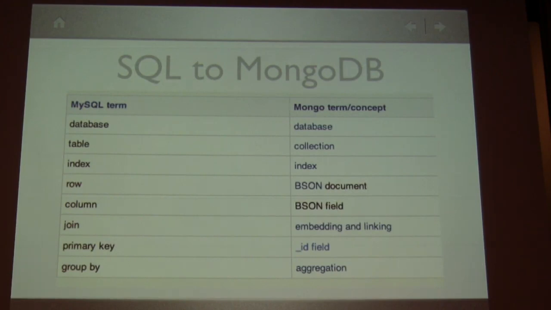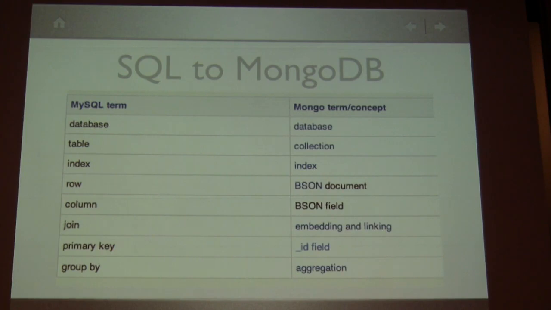So here's a quick translation table between terms from the SQL world to MongoDB. A database is still a database. A table is called a collection, but you can run show tables and it works. Instead of having a row, you have a document, and it's, again, that JSON object. You have fields.